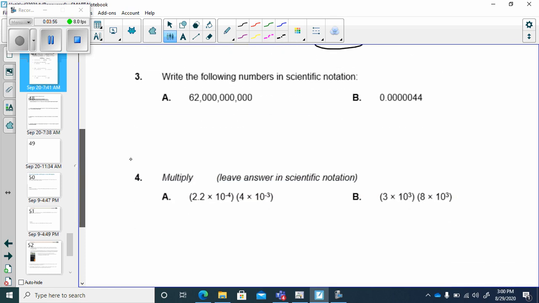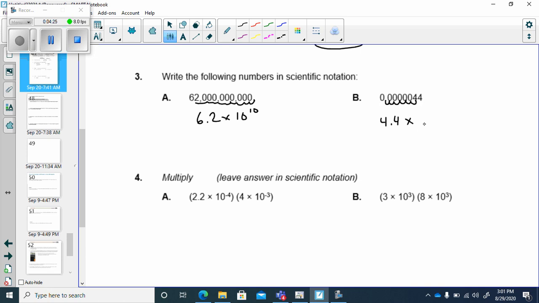Write the following numbers in scientific notation. 6.2. Okay, how many places am I moving this understood decimal? 1, 2, 3, 4, 5, 6, 7, 8, 9, 10. Times 10 to the 10th power. And it is positive because this is a bigger number than 1. This number is smaller than 1. I've moved the decimal 6 places.